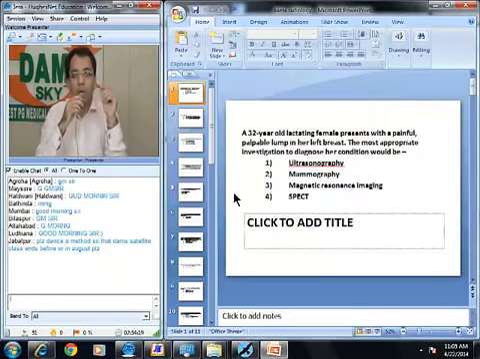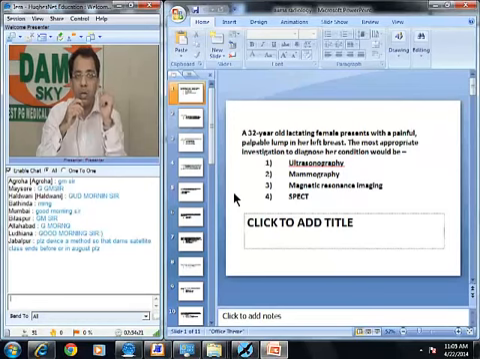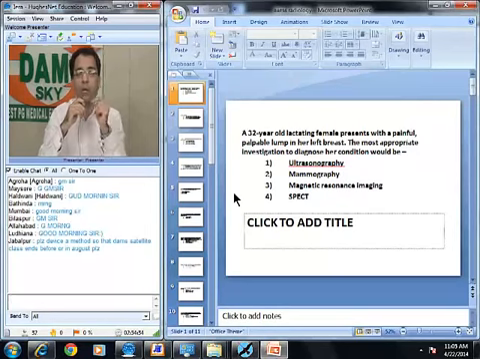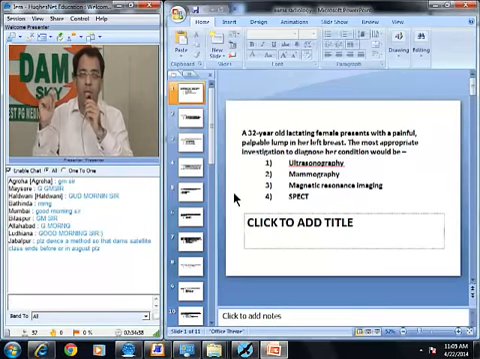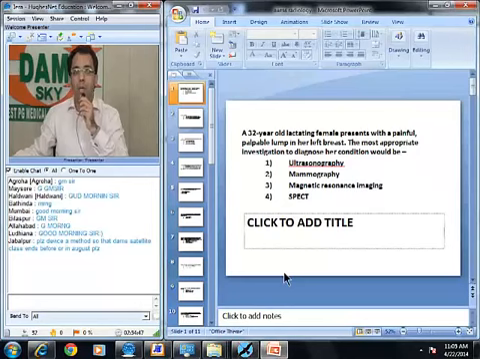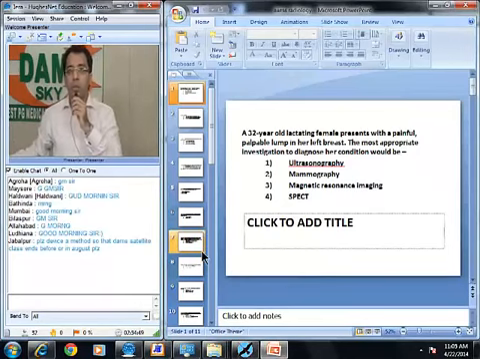Now, what else do you think would be a question in which the answer would be ultrasound? If they ask you how to differentiate between a solid and a cystic breast lump, then you will mark the answer as ultrasound. Are you able to understand this? If they are suspecting abscess, the answer is ultrasound. If they are suspecting solid versus cystic, ultrasound.